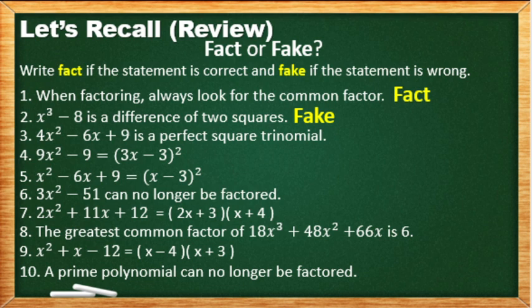And to determine the middle term, we need to multiply the product of the square root of the first term and second term. Ang nakuha natin ay 6x. Multiply natin sa 2, and the answer is 12x. So therefore, dapat 12x daw yung gitna. So, fake yung sagot.